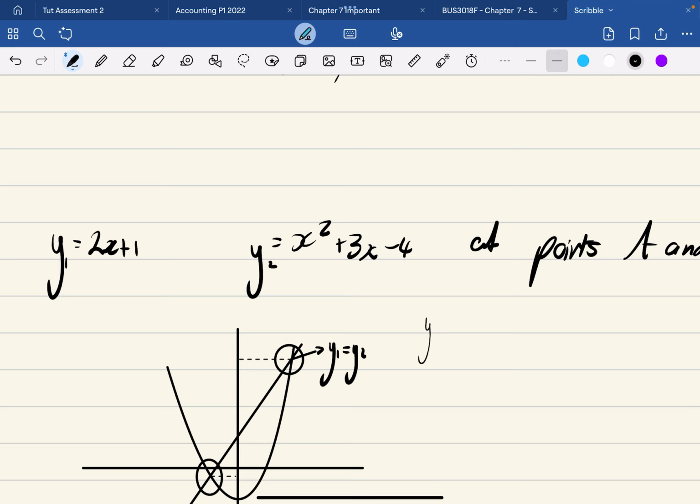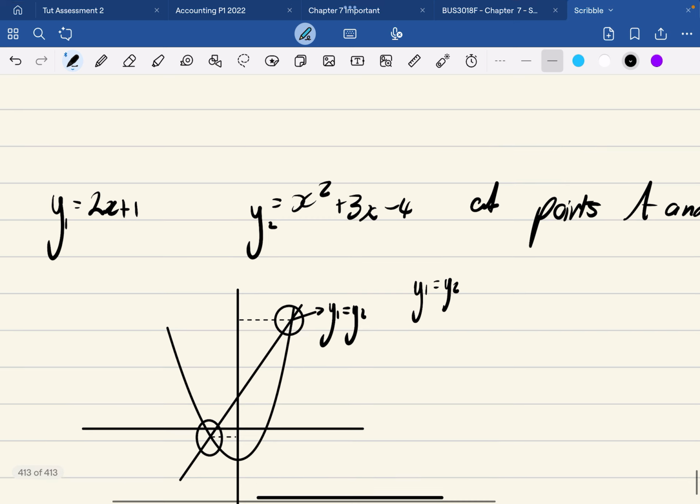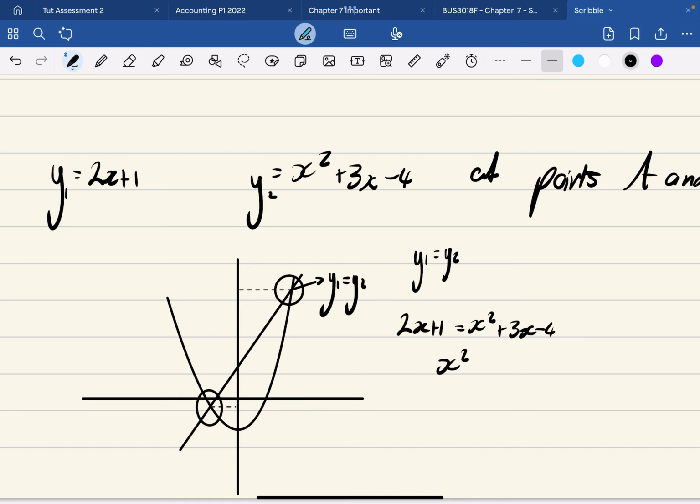So set y1 equal to y2, and set 2x plus 1 equal to x squared plus 3x minus 4. Then you get x squared plus x minus 5 is equal to 0. And then you just factorize this as you would normally. Cool. So that's how you do that one. Just give that a spin. I'm not going to finish the factorizing here, but here's just the concept. And if you need more help with the concept, just let me know.